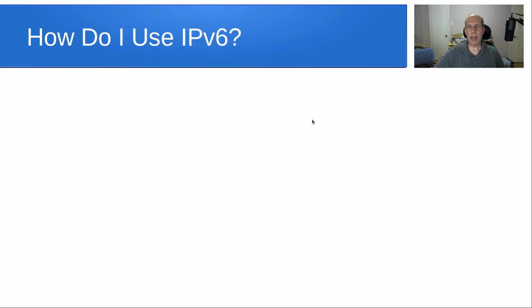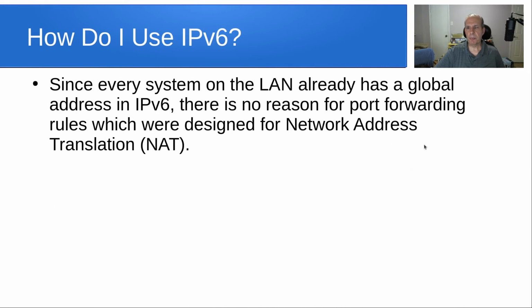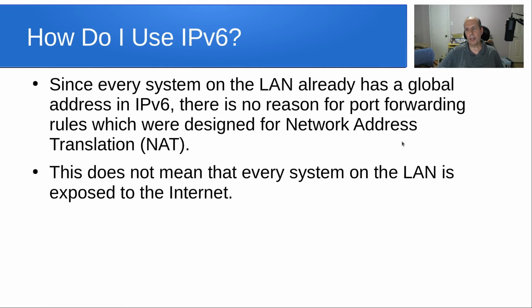Okay, so how do I use IPv6? Since every system on the LAN already has a global address in IPv6, there's no reason for port forwarding rules, which were designed for network address translation. Okay, so we don't need port forwarding. This, however, does not mean that every system on your LAN is exposed to the internet. That's a good thing.